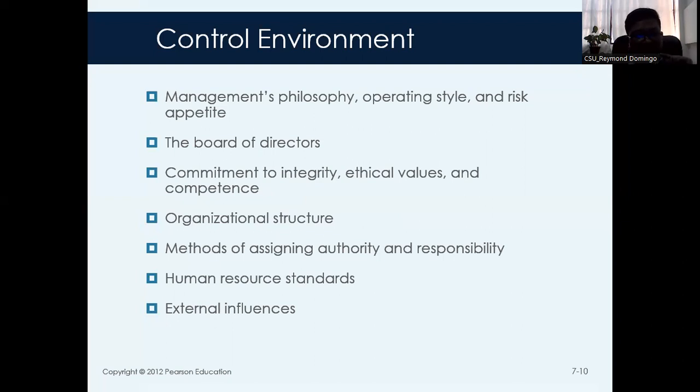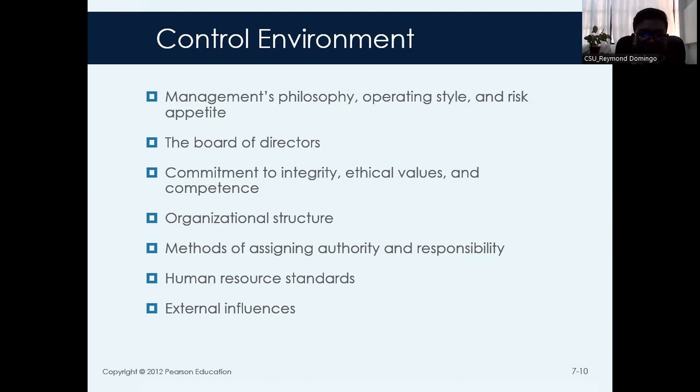And then if we say control environments also, we have to take a look on the methods of assigning authority and responsibility. Okay, methods of assigning authority and responsibility. Okay, we have to take a look or consider the hierarchy between employees of the company. Okay? So, sino yung may direct supervision, sino ang responsible sa mga ganitong bagay, sino ang responsible sa kabila. Okay, so we have to consider these things.